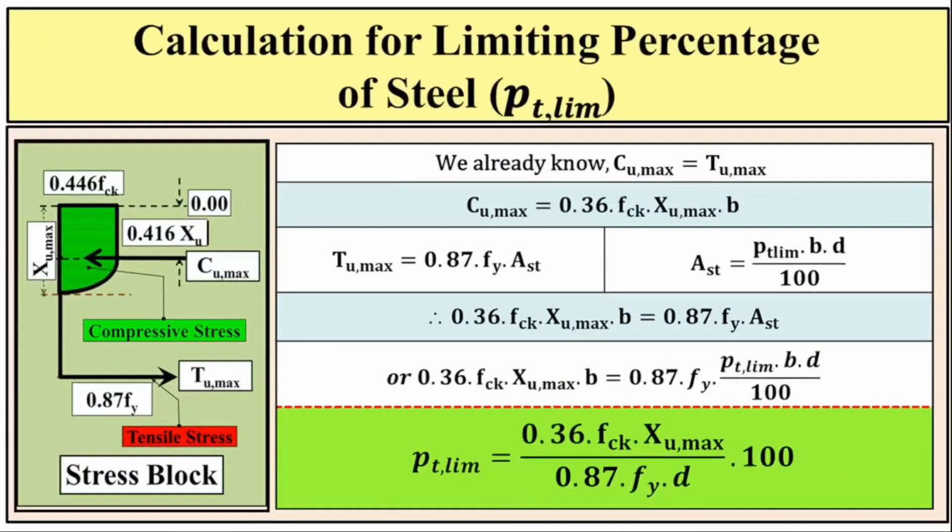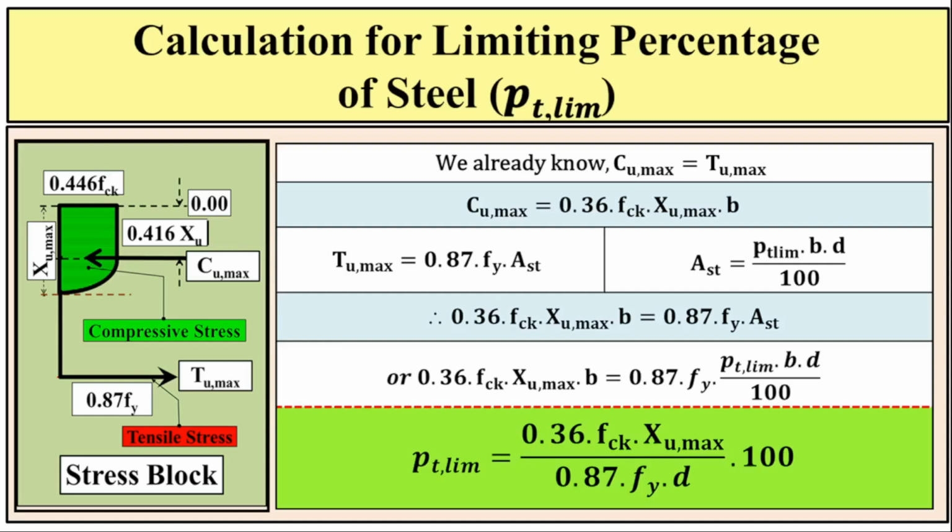This slide illustrates the calculation of the limiting percentage of steel, denoted as PT lim. Since Cu max equals Tu max, and Cu max equals 0.36 FCK x U max B, Tu max equals 0.87 into Fy into AST. Here AST is the total cross-sectional area of steel. AST equals PT lim into B into D by 100. Here D is the effective depth of the section and B is the width of the section.